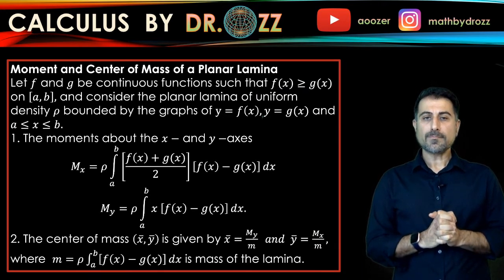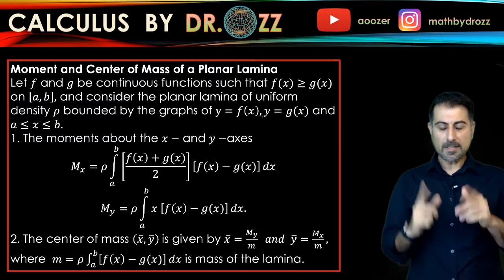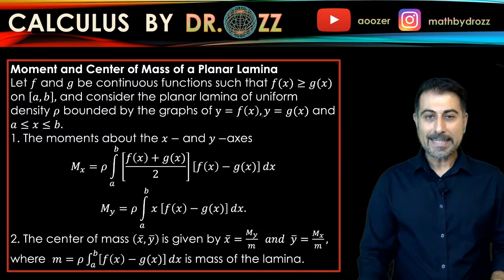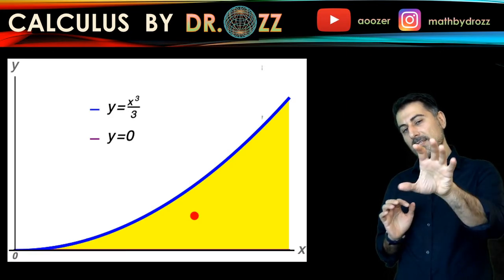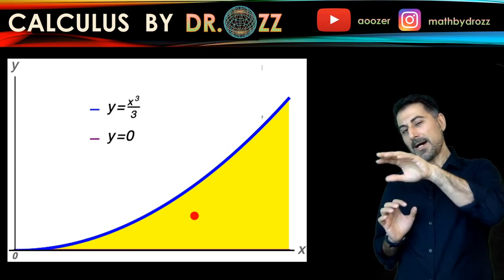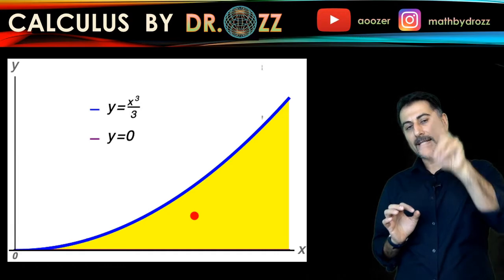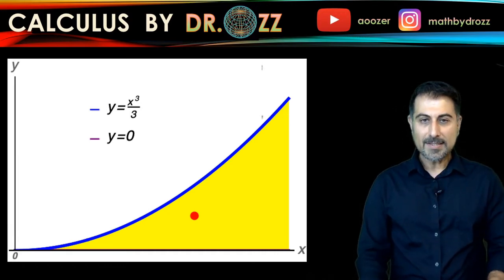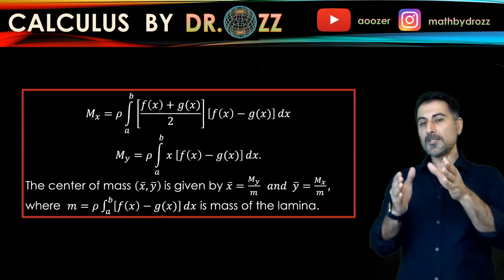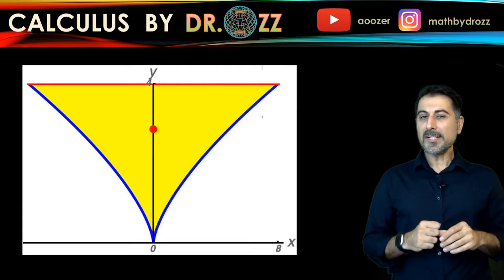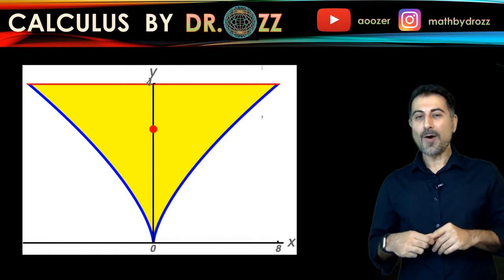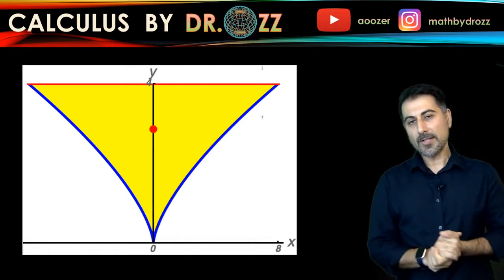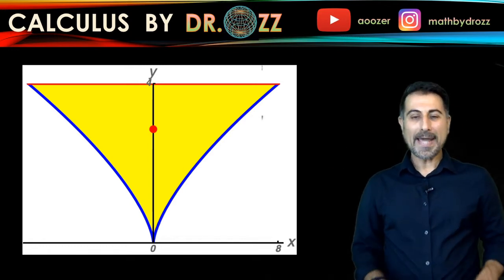All right, so before we get started, I want to give you a quick heads up. In the first problem, you're going to have a planar lamina with a region bounded by a blue curve, the x-axis, and a vertical line. And in the second case, the region looks like this. I can immediately say that the center of mass, which is the red dot, is located on the y-axis because the geometry has a symmetry about the y-axis.